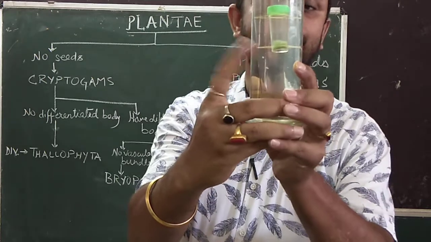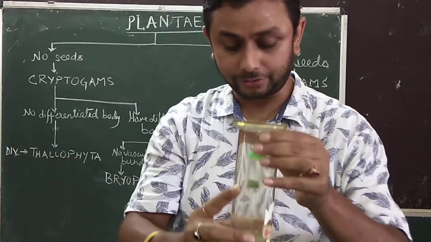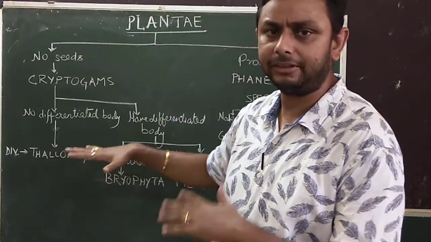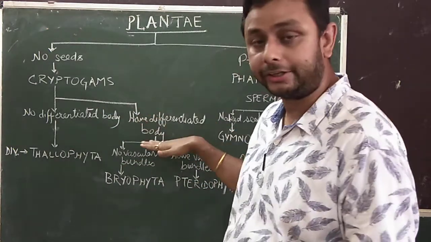So here I have a sample, if you can see. This is your green algae. They are just filament like structures. So that is your green algae. So that is your Thallophyta. They are exclusively aquatic.